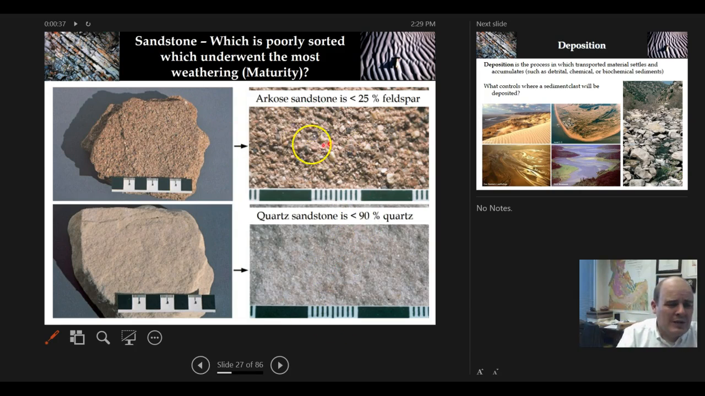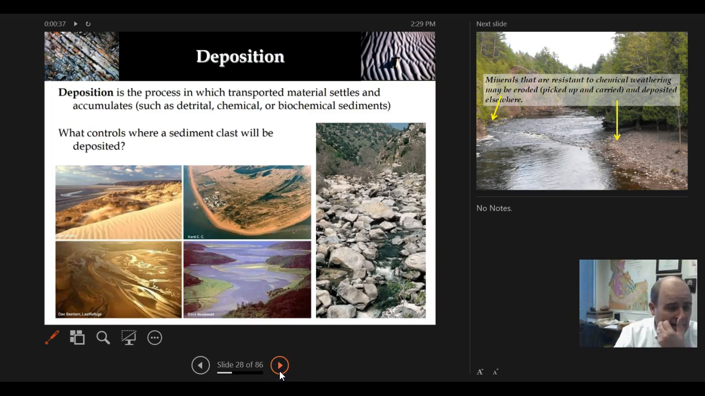So those are some great examples. An arkose is usually a sandstone that has lots of different variety, less mature, and a pure quartz sandstone like this one will be much more mature sediment. Now, deposition is the process in which the transported material, the things that are being moved, will settle.